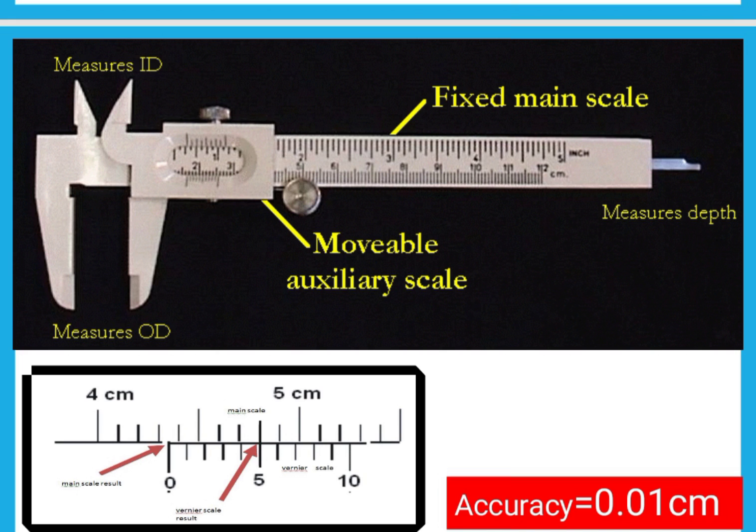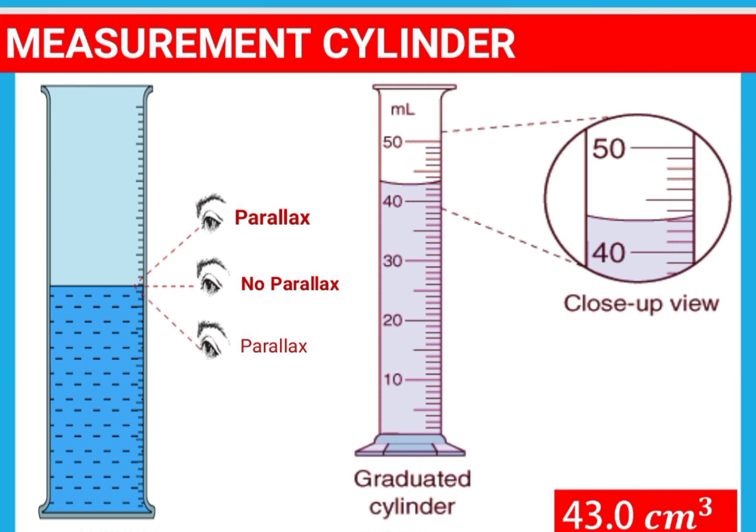So we have the main scale where we have 4 to 5, and we have the vernier scale which runs from 0 to 10. The reading we take from the main scale is, for example, in this case 4.3. Then we add 5. So the fifth mark in the vernier scale is the one coinciding with the mark in the main scale. So 5 we multiply by 0.01 and then we add to 4.1.